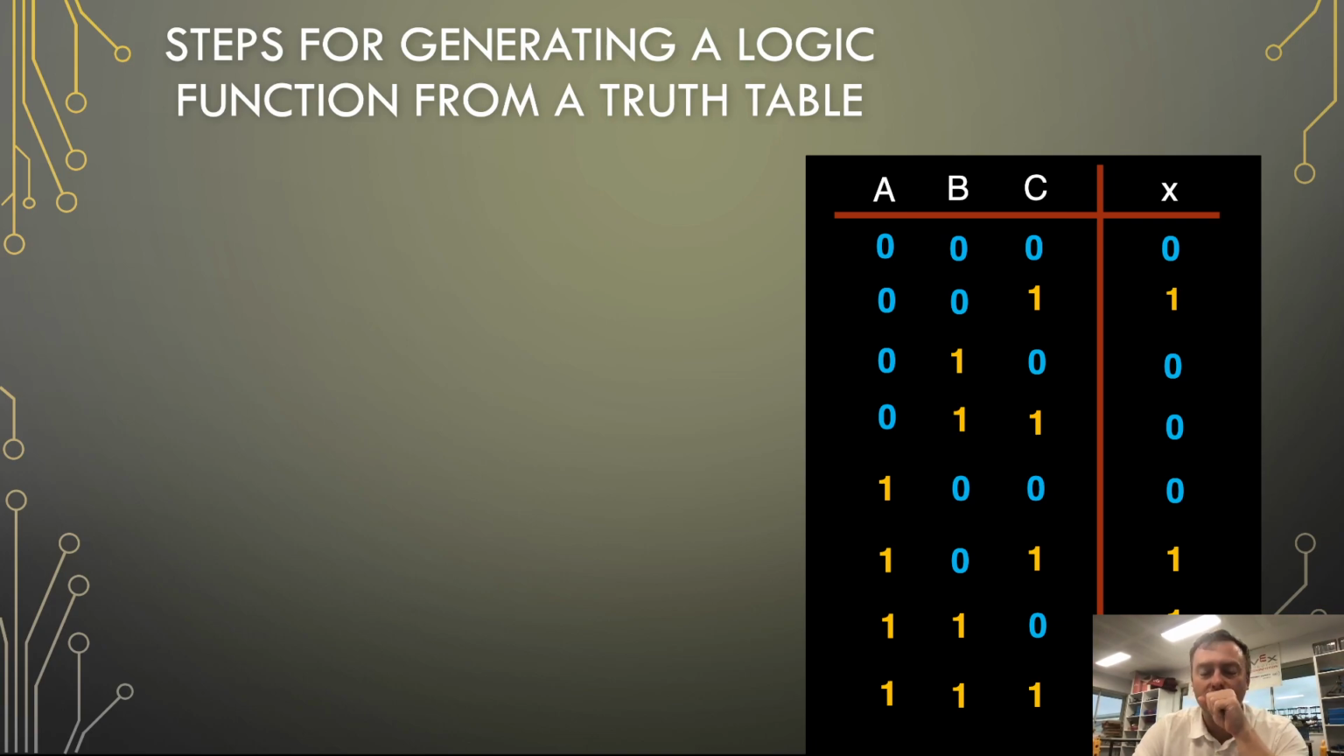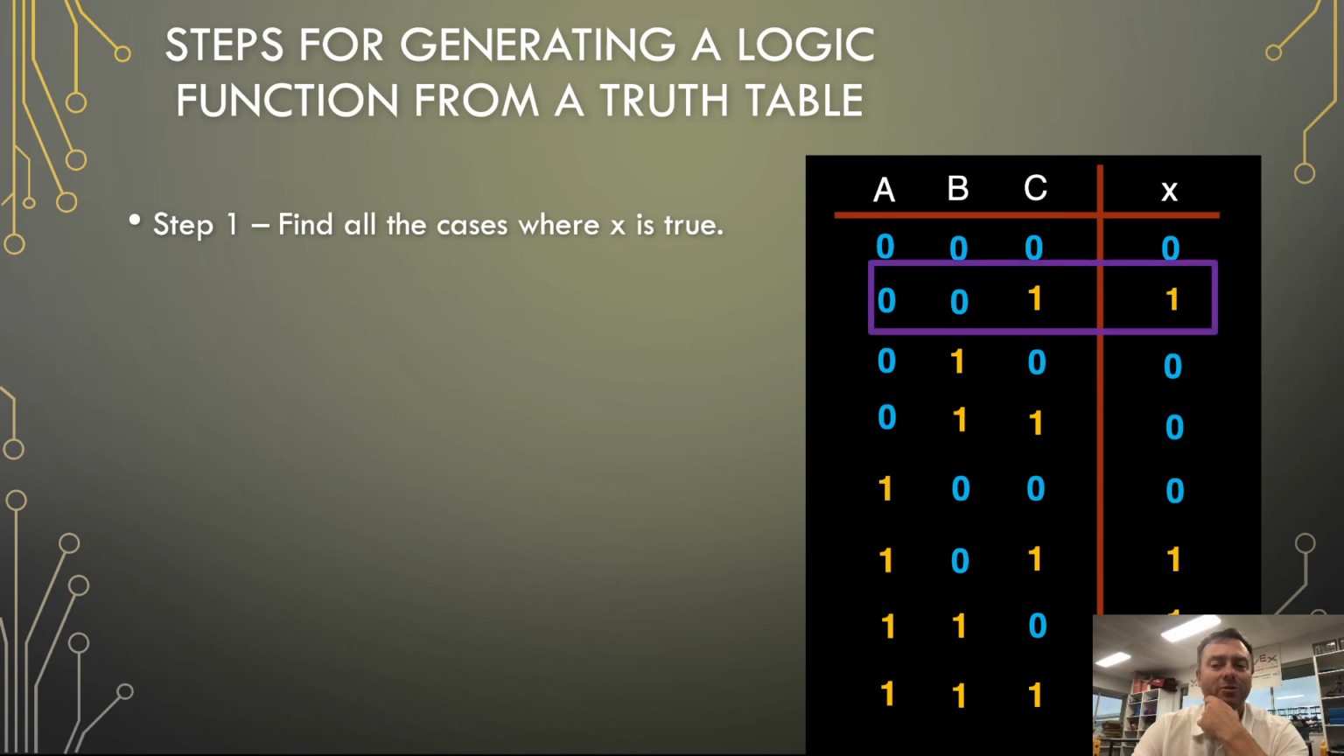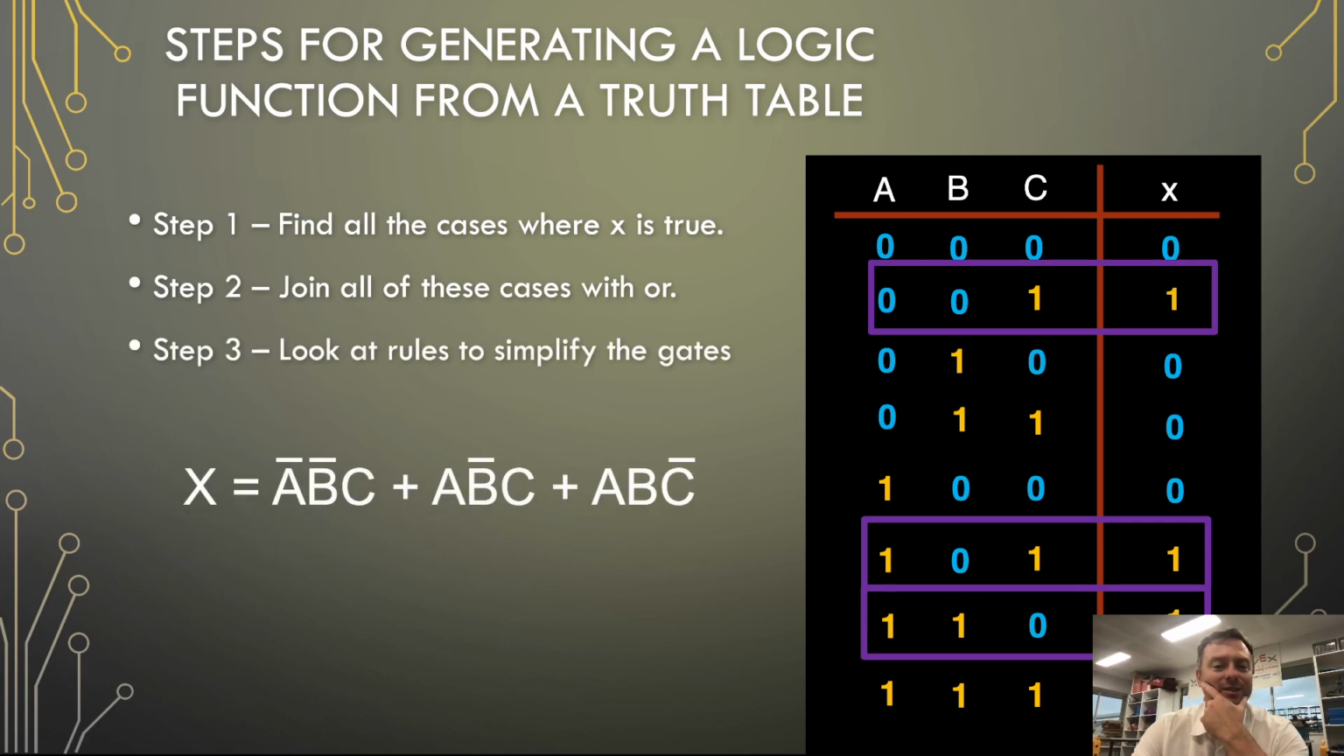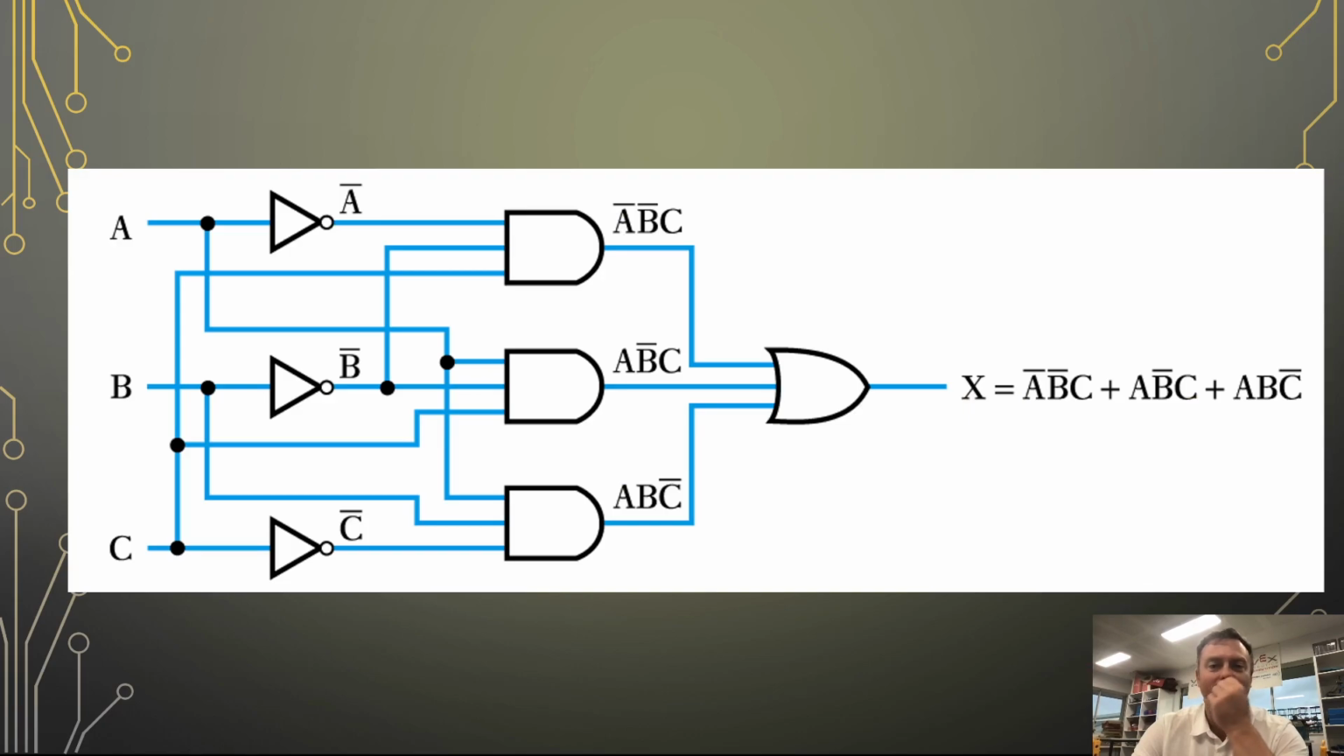And, or, A and not B and C is true, or A and B and not C is true. So if you go through the steps, you find all the cases where they're true, which is those 3 that we just found. Step 2 then is joining all the cases with an or statement. And then step 3 is looking for rules to try and simplify those down. So that's what that circuit would look like there, which is kind of cool.